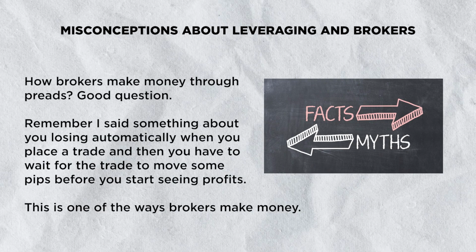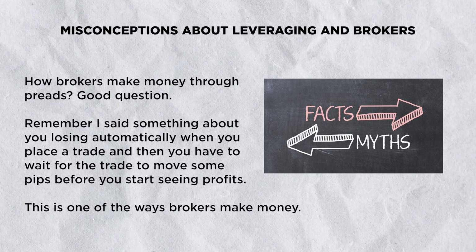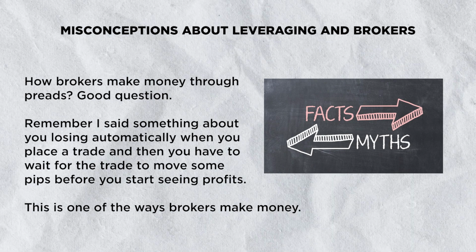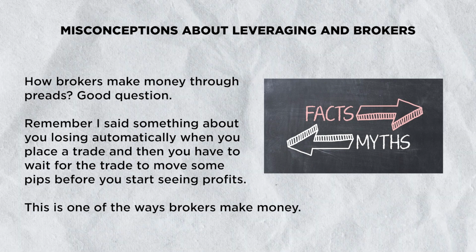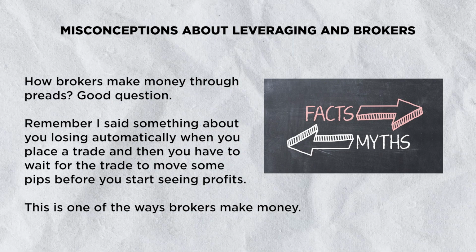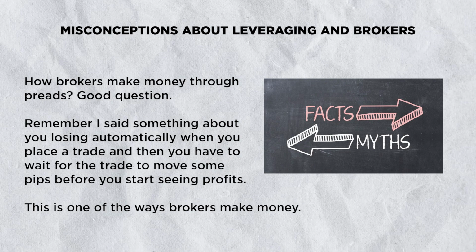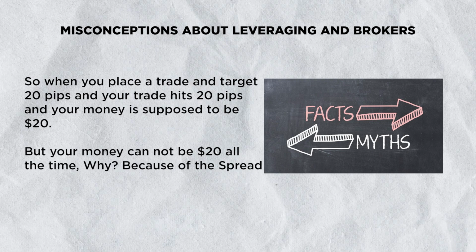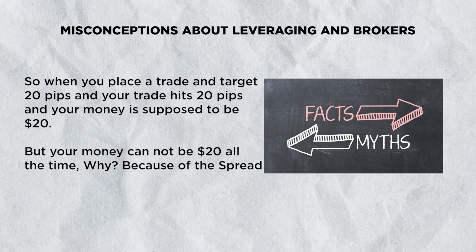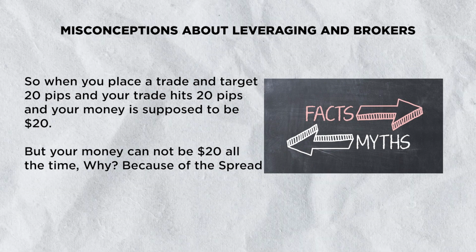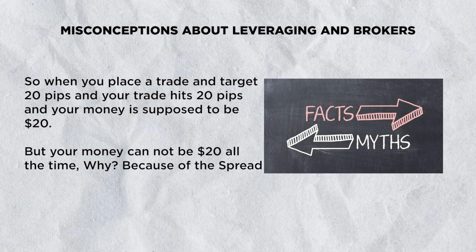How do brokers make money through spreads? Good question. Remember, I said something about you losing automatically when you place a trade, and then you have to wait for the trade to move some pips before you start seeing profits. This is one of the ways brokers make money. So when you place a trade and target 20 pips, and your trade hits 20 pips, your money is supposed to be $20, but your money cannot be $20 all the time. Why? Because of the spread.